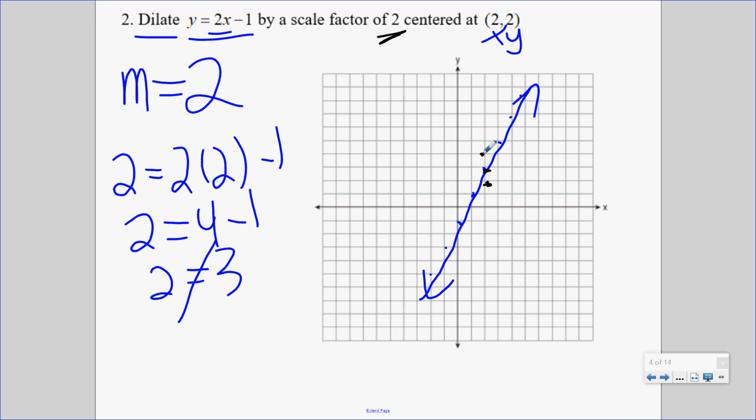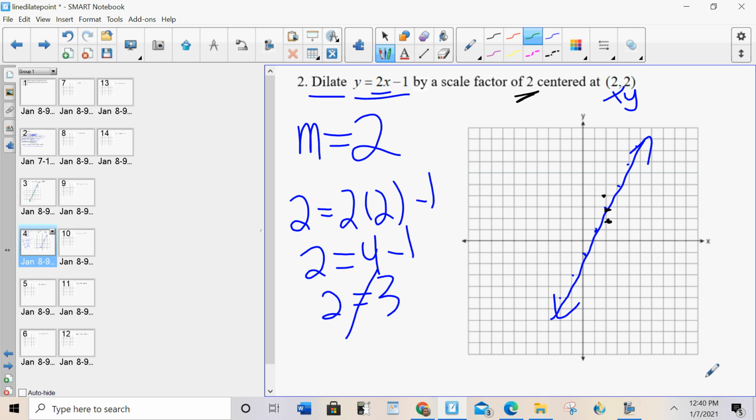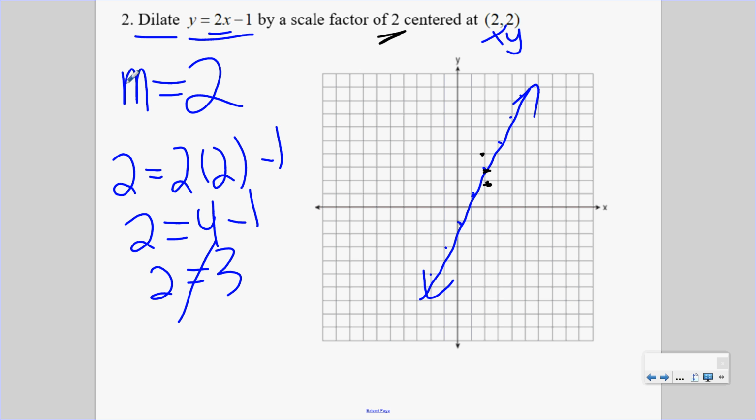Let's pick another point to dilate. Let's do a different color for the next point. Let's do red. Let's dilate this point. To get from the center to that point, it's down 1, left 1. Do that twice. Down 1, left 1 once, down 1, left 1 twice. Now I draw a line through those points.